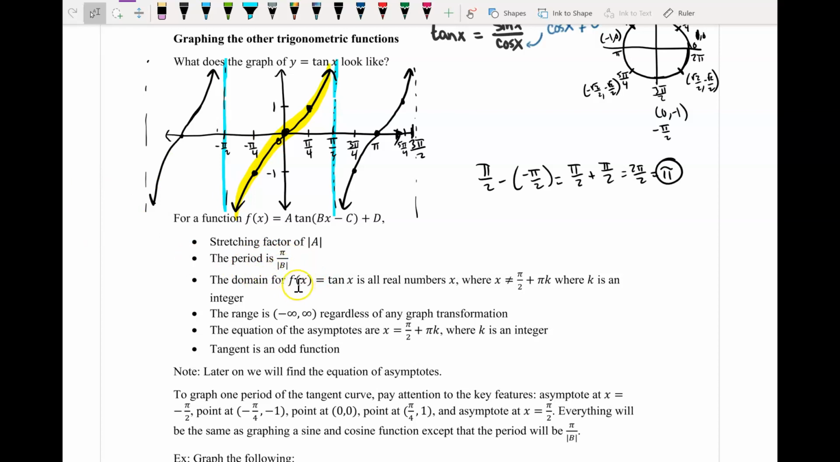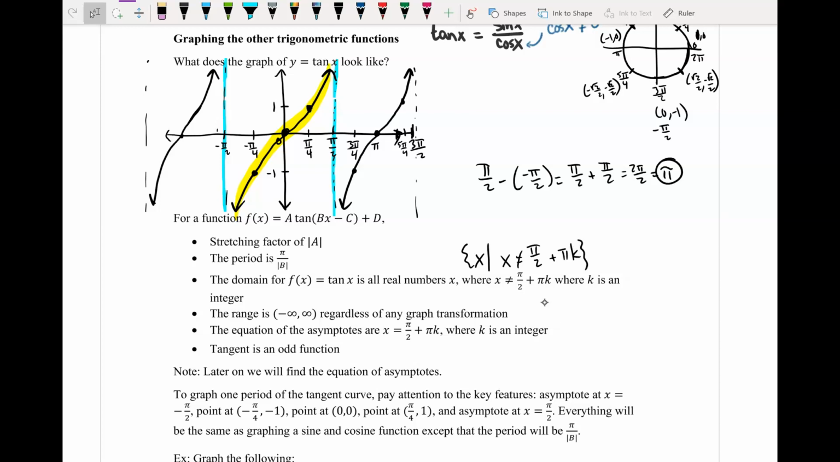The domain of the function tangent of x is all real numbers except where x is equal to pi over 2 plus pi k. The reason why is, notice that if I start at pi over 2 here, this second blue line, and I add a pi unit here, I get the other asymptote. So it's all x values except this thing. Usually we would write this in set builder notation: all values of x such that x is not equal to pi over 2 plus pi k.